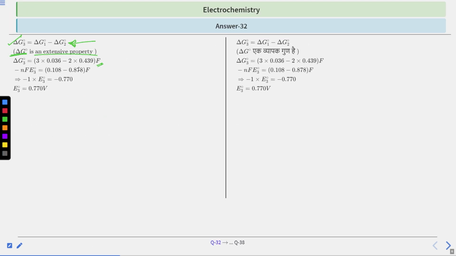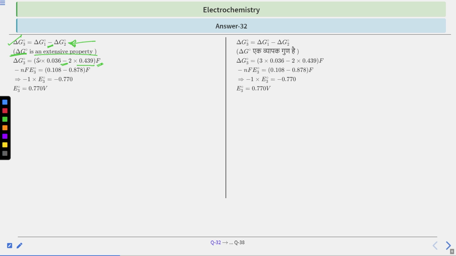Similarly for del G2, minus nFE naught. F we take common, n is 2 for the second reaction, and the E naught value is 0.439 for the second reaction. The E naught value is also negative, so minus minus will become plus. Only the minus which we are subtracting in this equation is coming here.